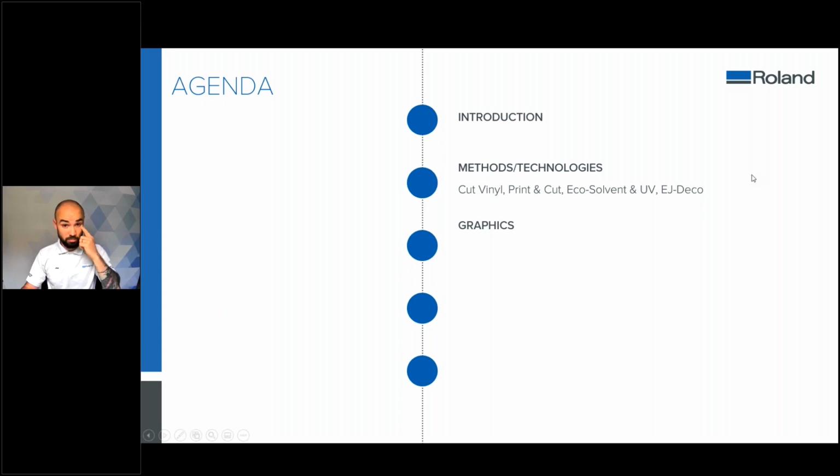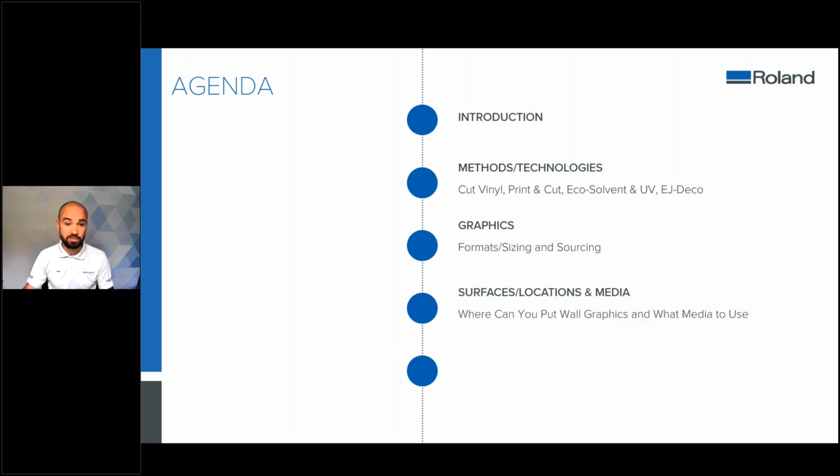We've got some examples of each of those as well whilst we go through those. Next up, we'll be taking a look at graphics, so formats, sizing, and sourcing of your graphics. We'll be looking at surfaces, locations for your wall graphics, and the range of media that there are available for you to create those graphics. And finally, we'll be talking through a little bit about application, things to look out for, how to, and some of the tools and things that are available. And then we'll finish at the end of those.